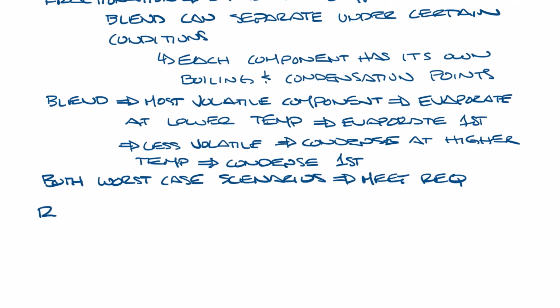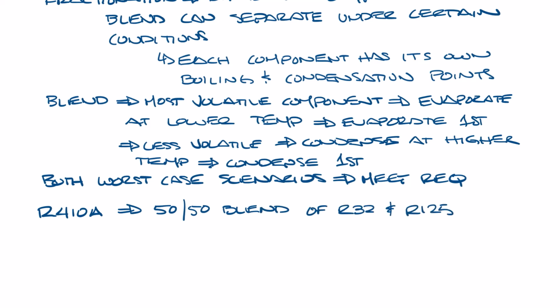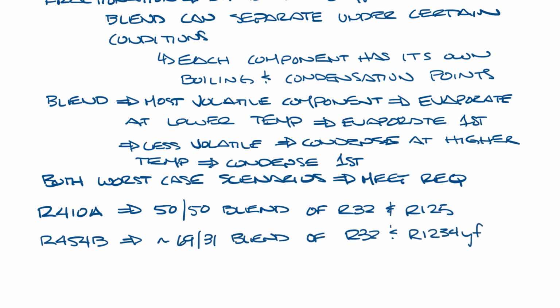So R410A, which is a 50-50 blend of R32 and R125, and R454B, which is about a 69-31% blend of R32 and R1234yf, both have to meet the requirements of the second and third columns. So what does this all mean for us?